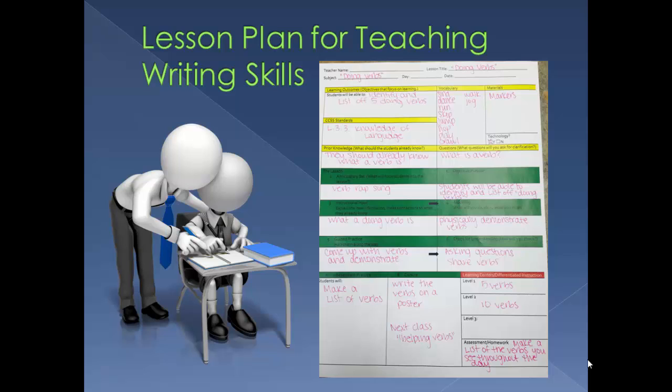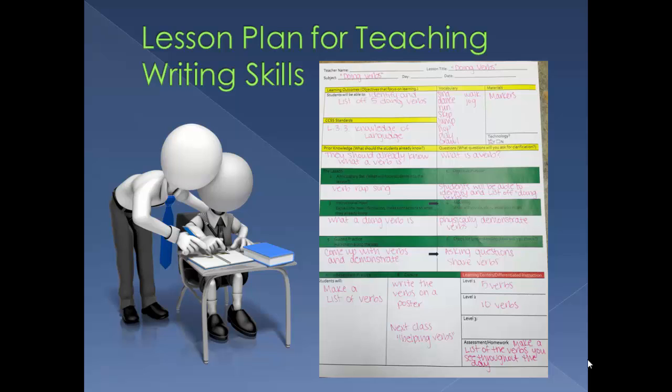We will then have them model, and we'll be able to see if they can physically demonstrate what the verbs actually are. So for jumping, we could have them show us what jumping is to actually prove that we know what a verb is. Guided practice along the way will be what they do together. They will come up with verbs and demonstrate them together in small groups. Then later we will check for understanding and make sure that they get what we are trying to teach. We will ask them questions and they will share verbs.